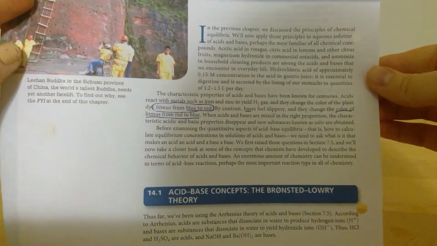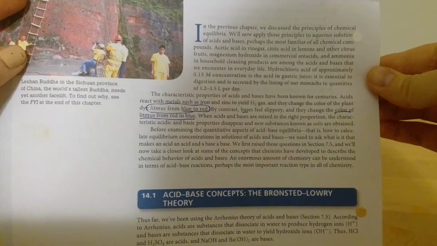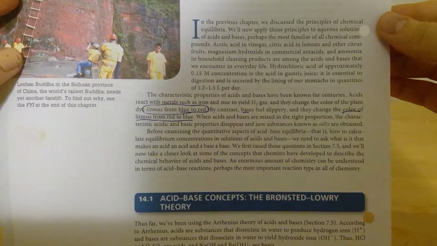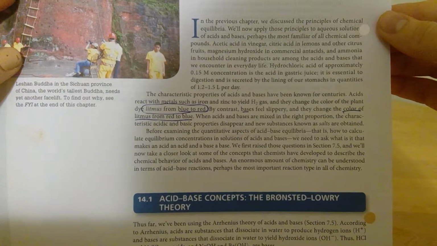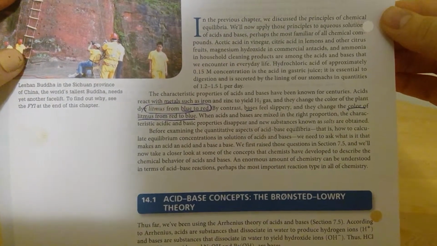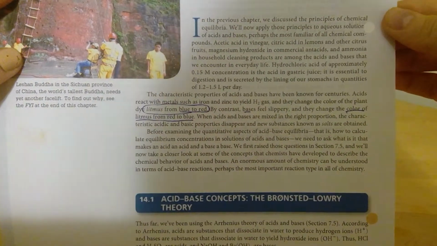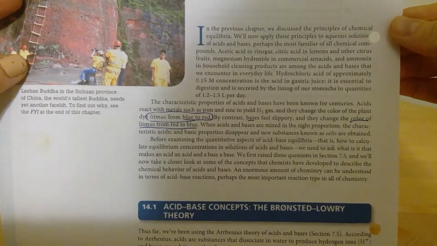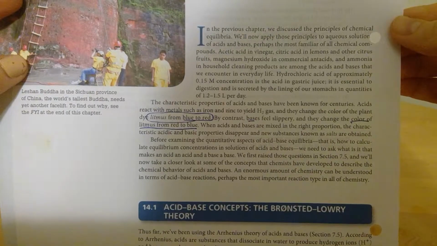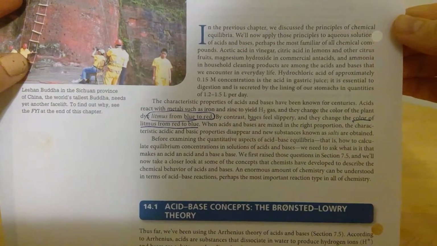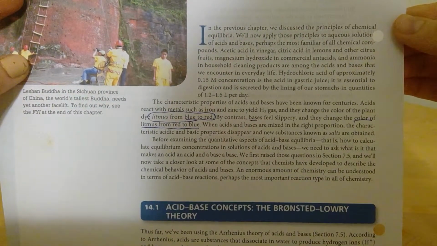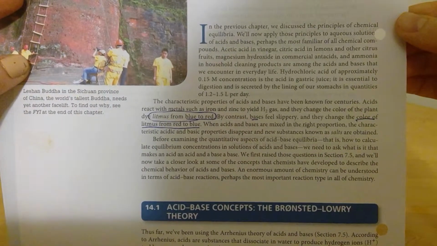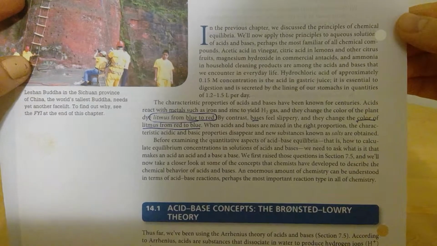Chapter 14, Aqueous Equilibrium, Acids and Bases. In the previous chapter, we discussed the principles of chemical equilibrium. We'll now apply those principles to aqueous solutions of acids and bases, perhaps the most familiar of all chemical compounds: acetic acid in vinegar, citric acid in lemons and other citrus fruits, magnesium hydroxide in commercial antacids, and ammonia in household cleaning products are among the acids and bases that we encounter in everyday life.